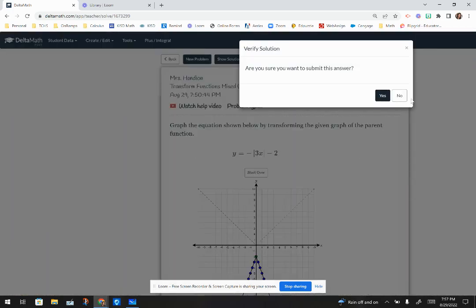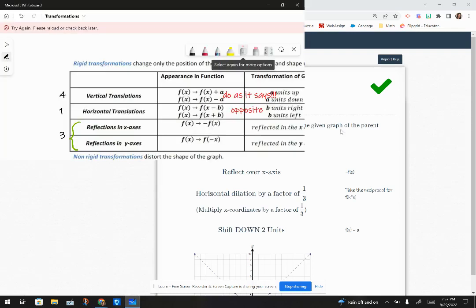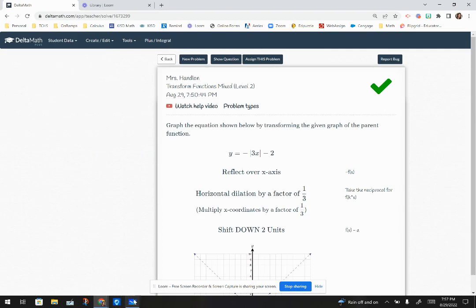So if I submit, we get a green check mark. And that's how you do transformations of functions.